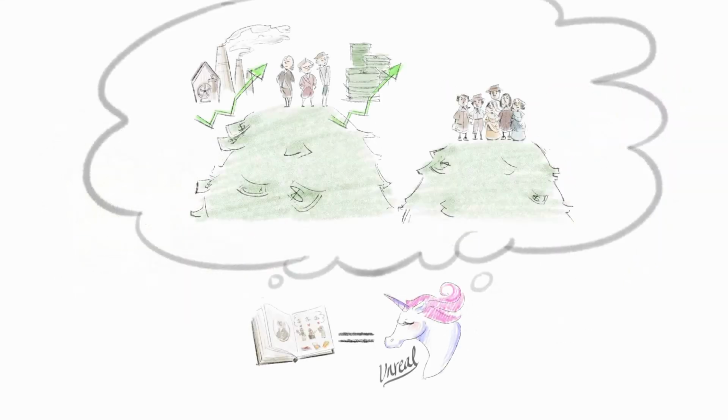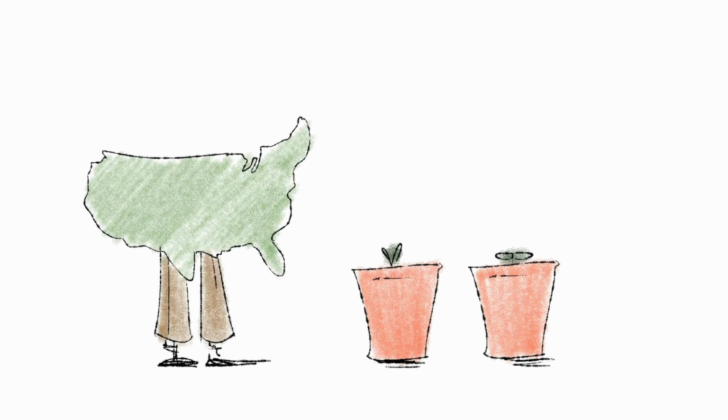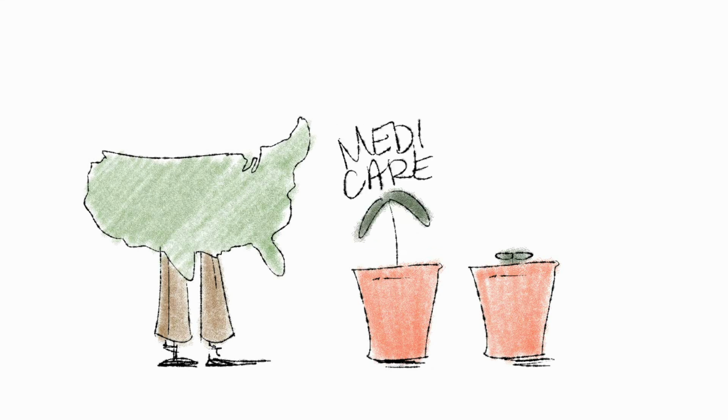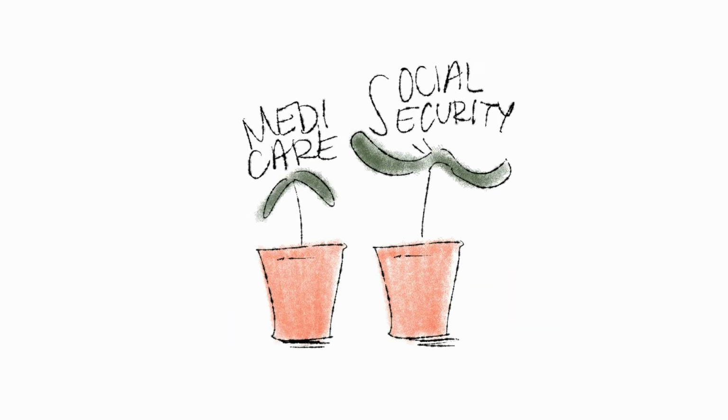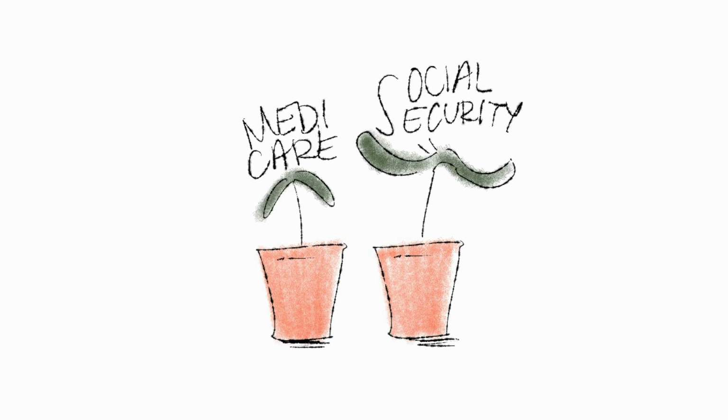We tried that in the Gilded Age and it didn't work. Over time, even the U.S. has adopted once seemingly radical socialist policies such as Medicare and Social Security, and both of these programs are now well integrated into American life.